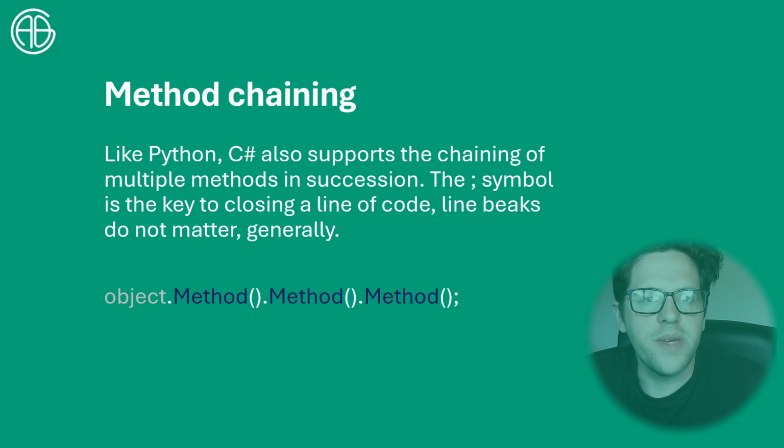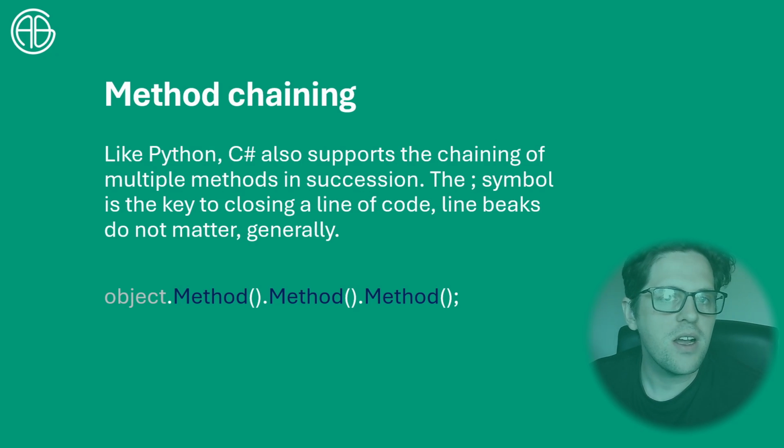So what we're doing when we add methods onto our filtered element collector is doing what's called method chaining. This is supported in both Python and also in C#. So a line of code in C# doesn't finish until you tell it to with the semicolon character. So we can keep adding methods after methods, and what's going to happen is that the outcome of that method is then going to be passed on to another method.